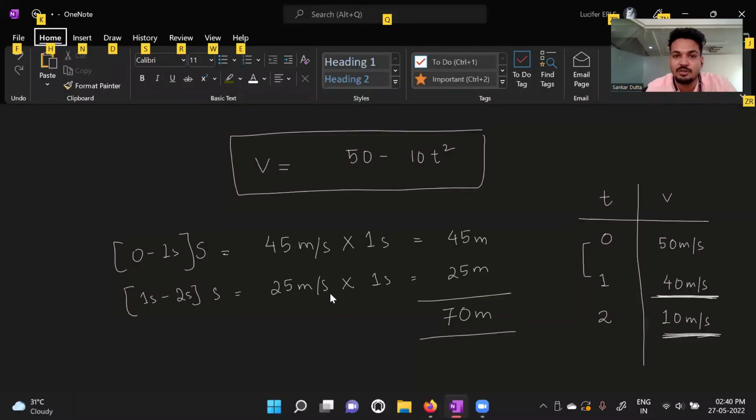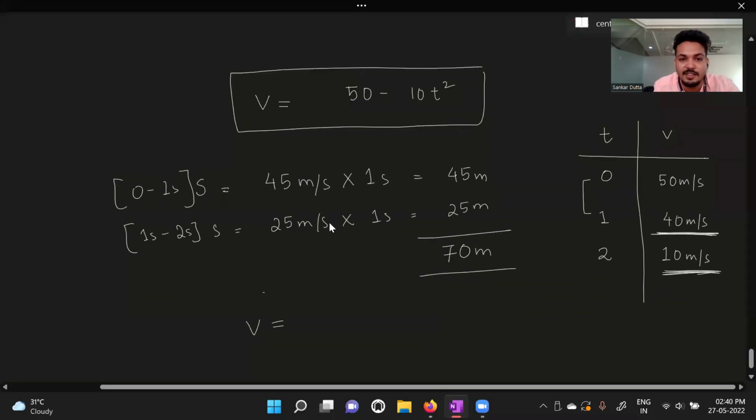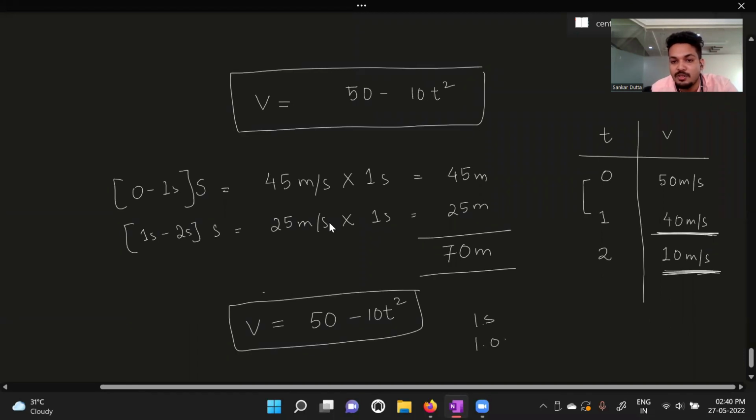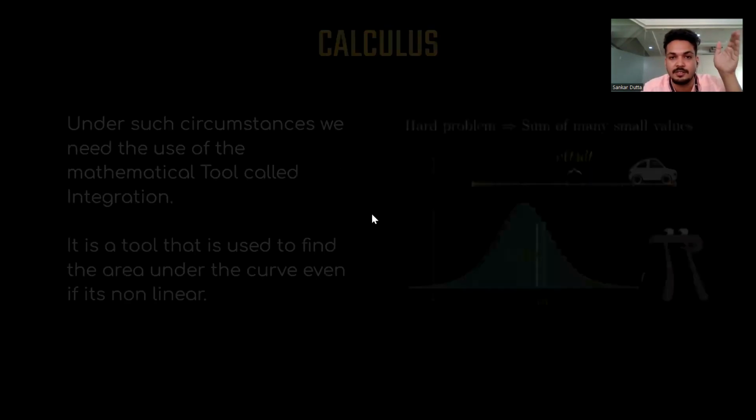If I show you my blackboard, this is the velocity equation. The velocity is given by 50 minus 10 t square. So that means with every millisecond change, at 1 second and 1.0001 second also, the velocities are not constant. It is changing. It is different, right? So that's why we have to employ what? To find out the distance, you need to use the help of a new mathematical operator called integration, right?